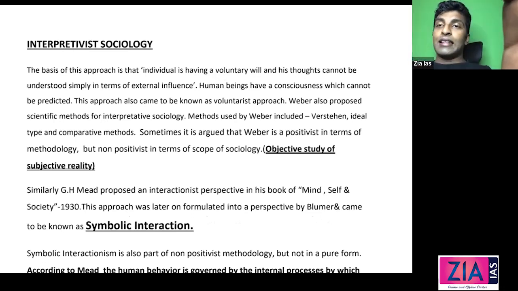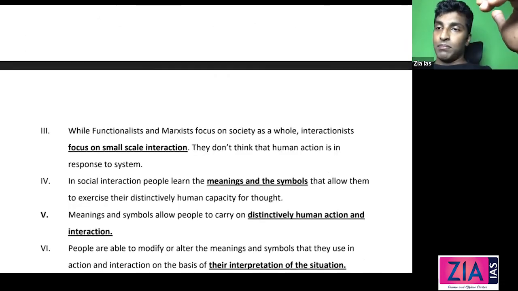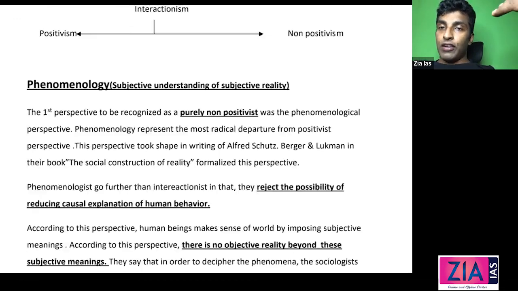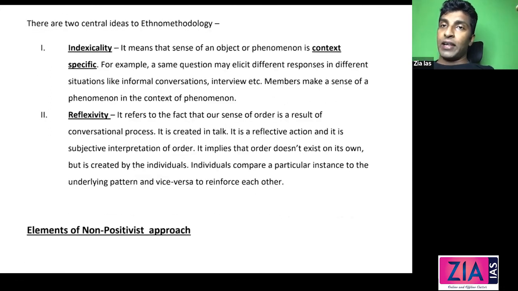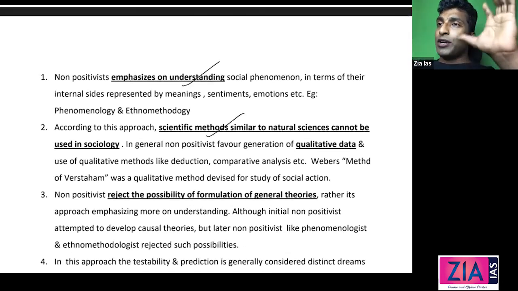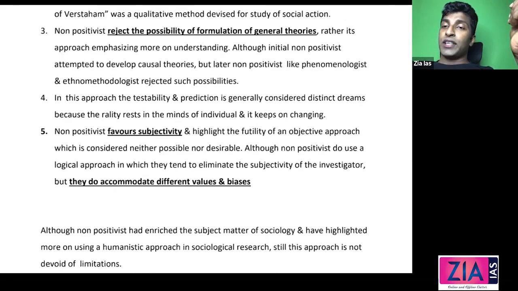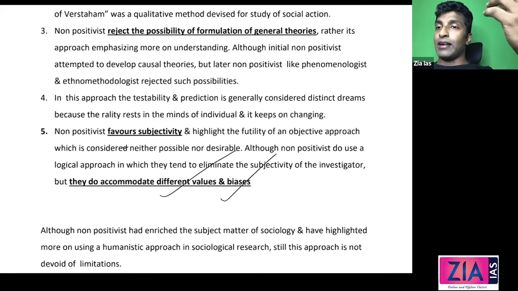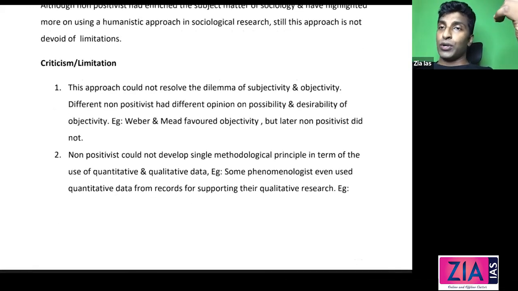Guys, interpretive sociology and then symbolic interactionism, Blumer, Mead. These are the elements of symbolic interactionism. Then phenomenology, ethnomethodology, indexicality, reflexivity. Now the common elements of non-positivism: emphasis on understanding, not theory; scientific methods similar to positivism are not used; qualitative data, not quantitative data; no formulation of theory; favor subjectivity; values and biases will be accommodated, like what Alvin Gouldner said, right? Then limitations are also given.